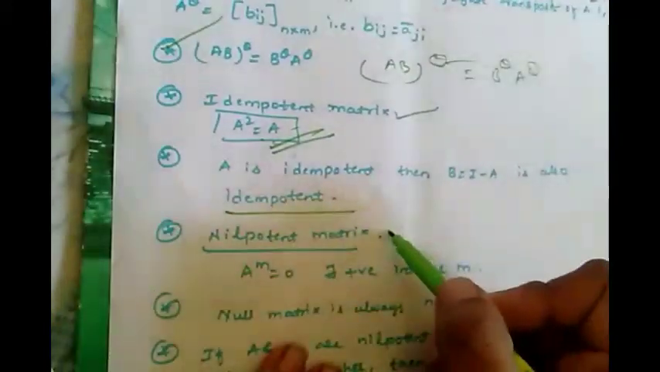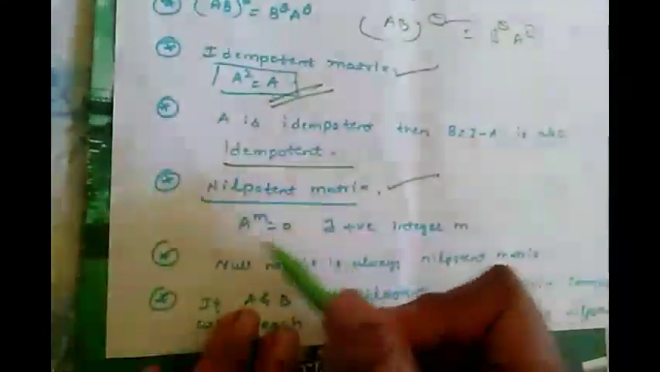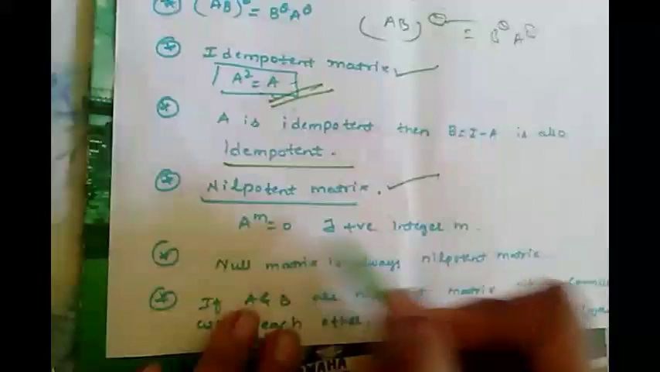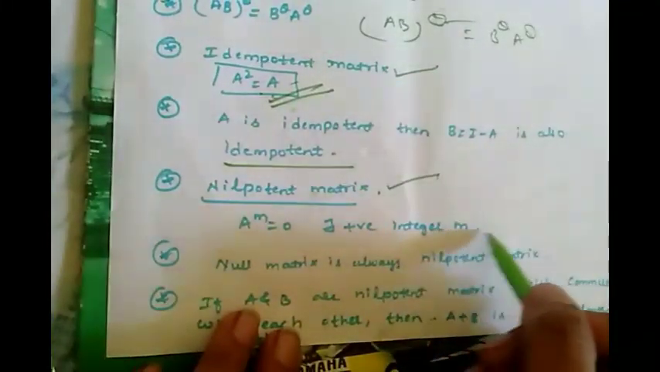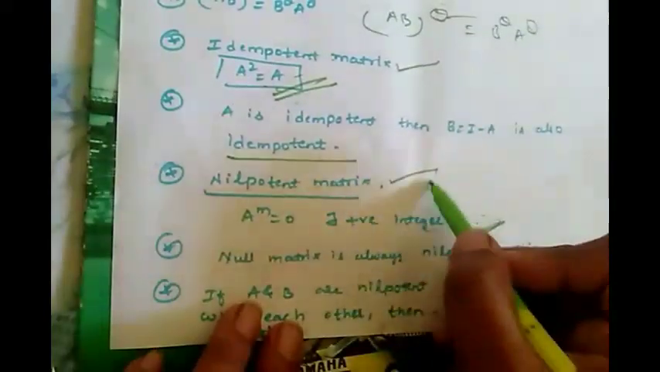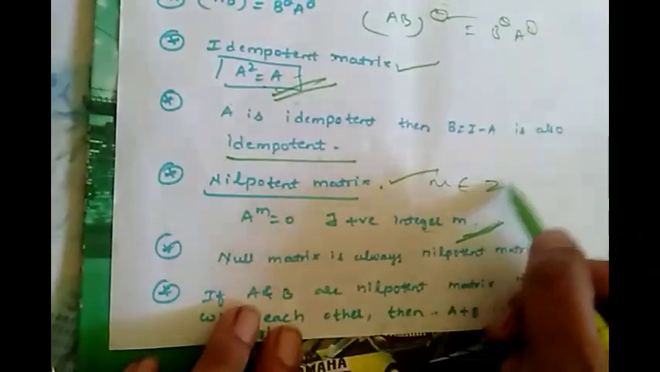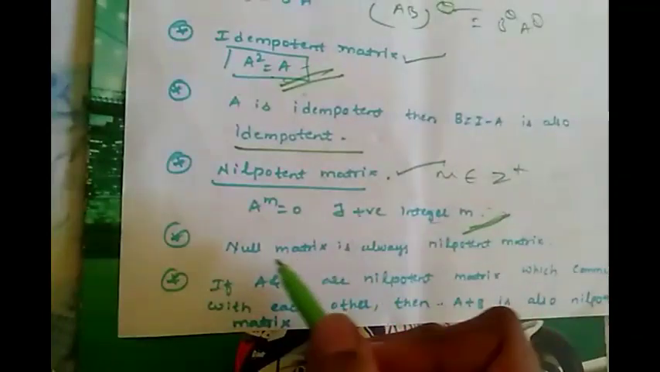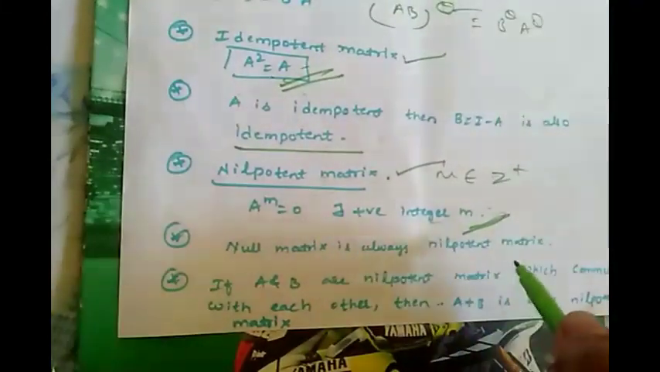Then the nilpotent matrix, also a special type of matrix: A power of m is equal to 0, where there exists a positive integer m. Here m belongs to the positive integers. And the null matrix is always a nilpotent matrix.